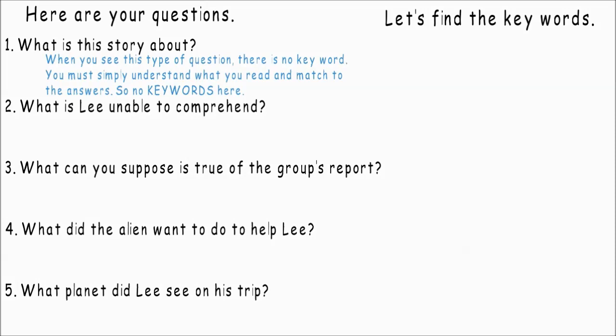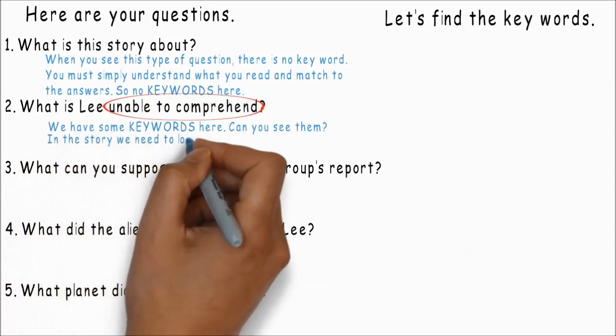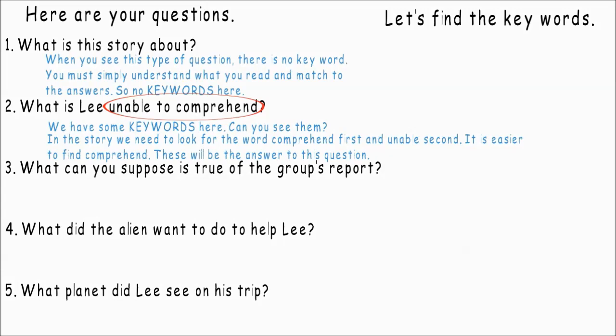What is Lee unable to comprehend? We have some keywords here. Can you see them? Unable to comprehend. In the story, we need to look for the word comprehend first and unable second. It is easier to find comprehend because it's a big word. These will be the answers to this question.